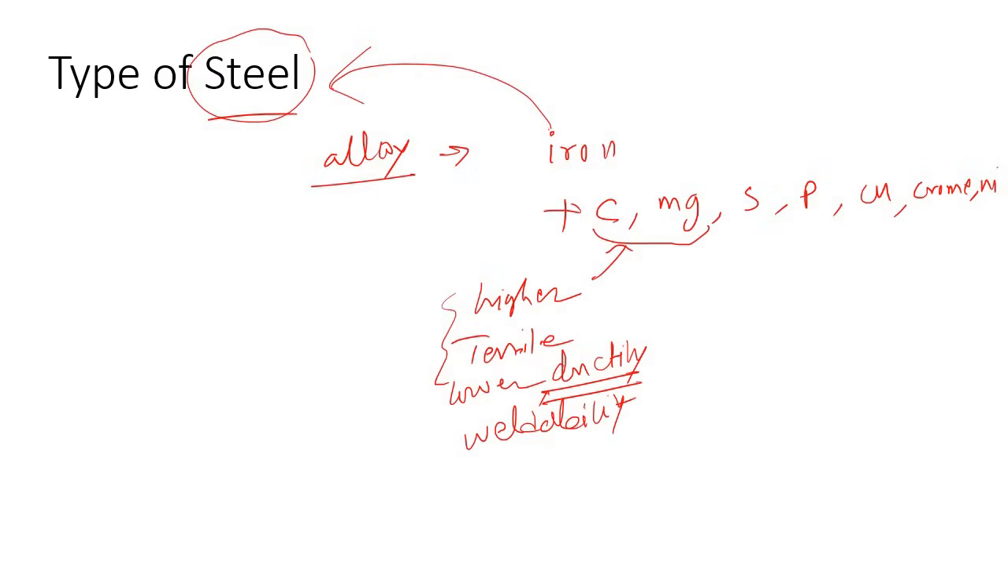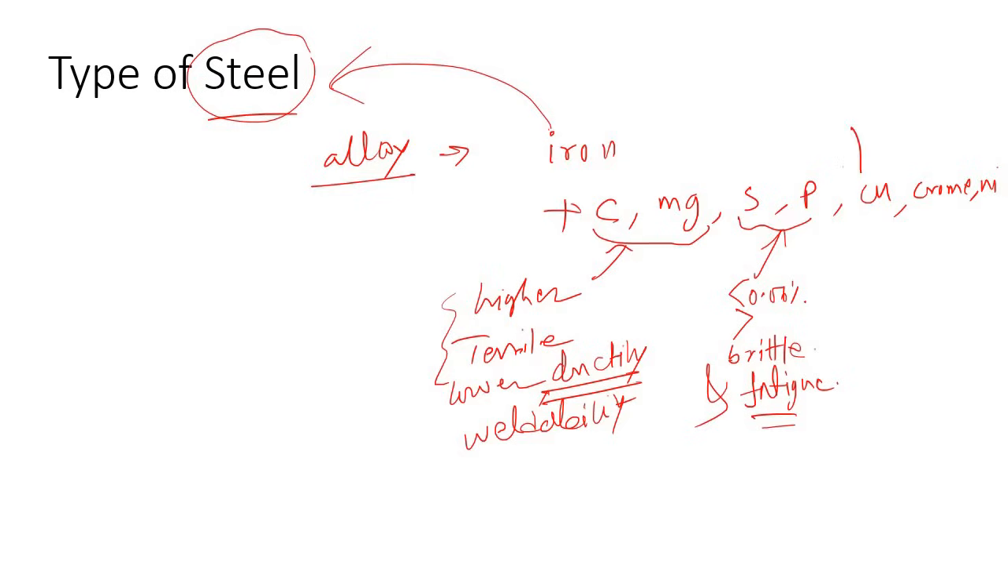Now, if sulfur and phosphorus are used, the content should be less than 0.06%. If it is greater than that, it makes your steel brittle, right? And this also affects your weldability and, more importantly, the fatigue strength. If your material is brittle, then it is not good under fatigue loading conditions, right?